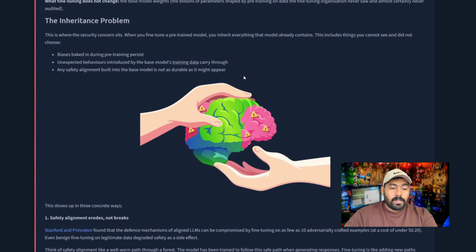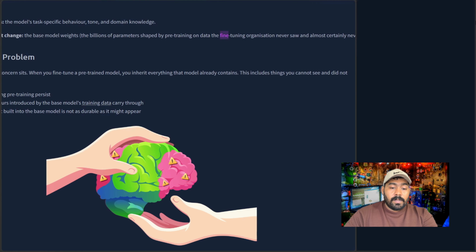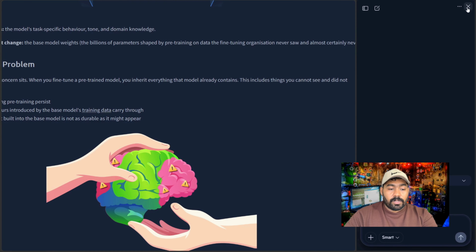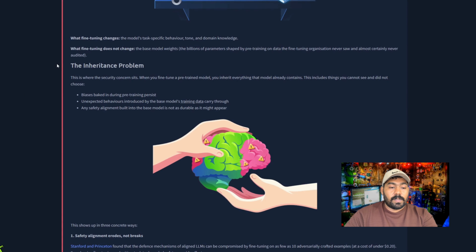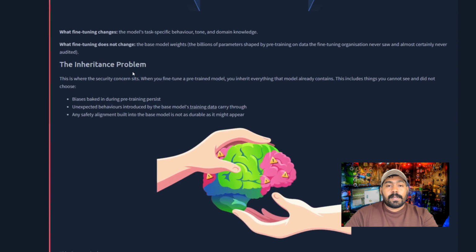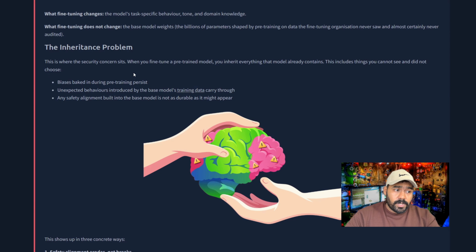The base model weights, the billions of parameters shaped by the pre-training data, which the fine tuning organization never saw and almost certainly never audited. So you can read that again. The base weights were shaped by data you never saw. That is a major point, and that data is never audited. So there is no change there as well. That is basically what fine tuning is.